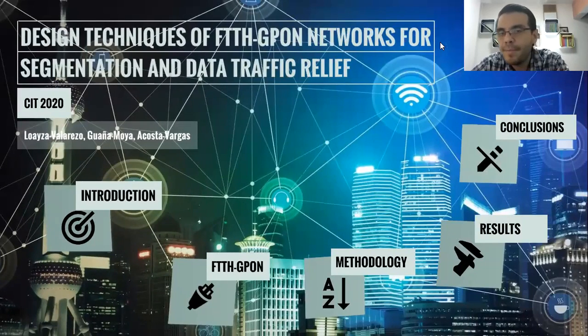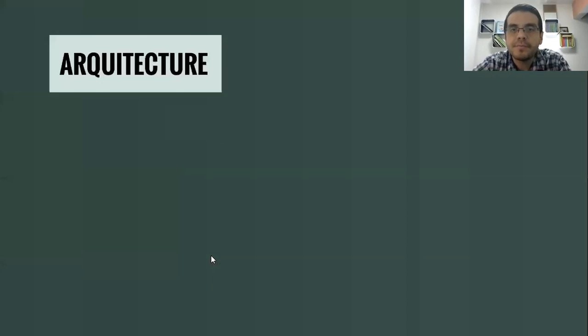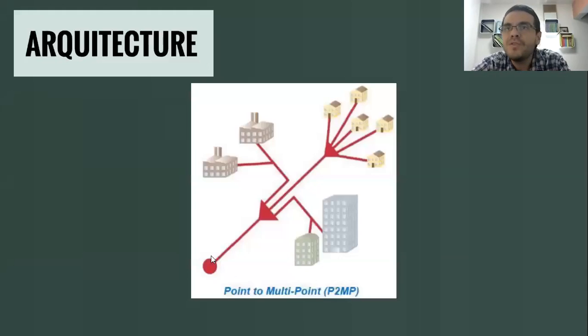So we're going to talk about the theory of FTTH-GPON networks. So let's start with the architecture. The most used type of architecture is point to multipoint, like you see on the graphic, using a tree topology, and within the network, passive optic elements that don't need an electrical source to help distribute data frames to its subscribers, like you see here in the graphic.